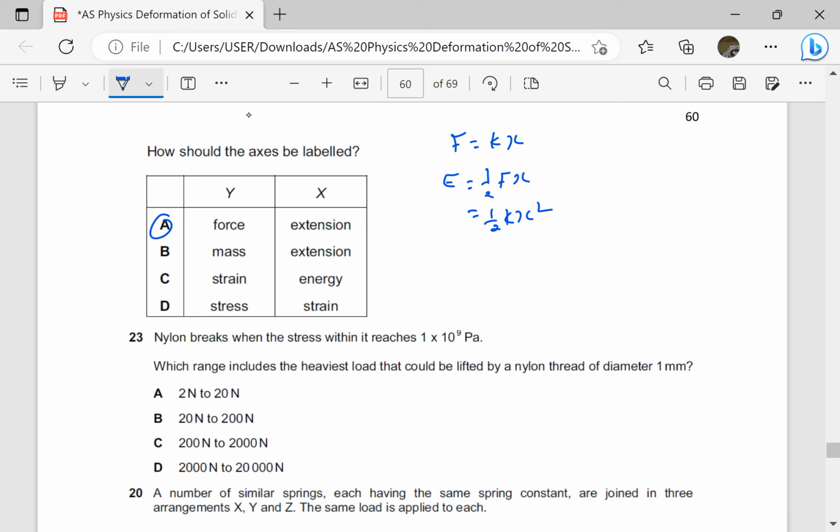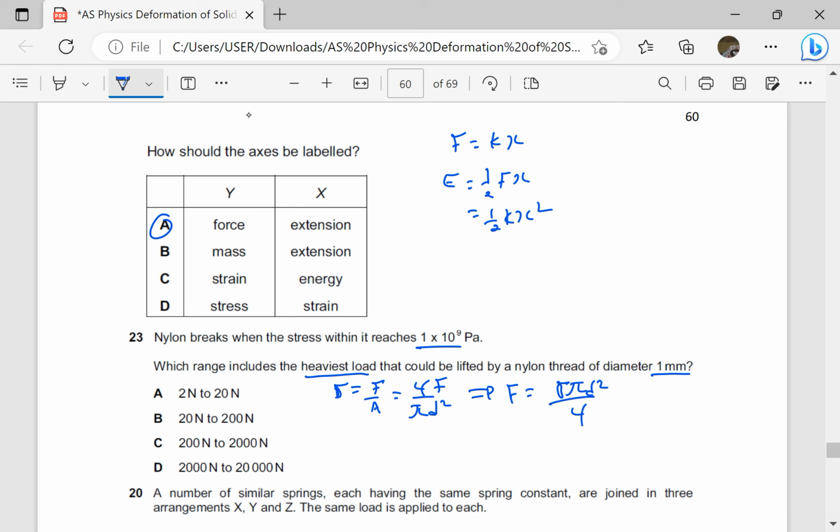Nylon breaks when the stress within it reaches 10^9 pascals. Which range includes the heaviest load that could be lifted by a nylon thread of diameter 1 millimeter? So stress is equal to force over cross-sectional area, and they have given us the diameter, so this becomes 4F over pi d squared, which implies that F is equal to sigma pi d squared divided by 4.